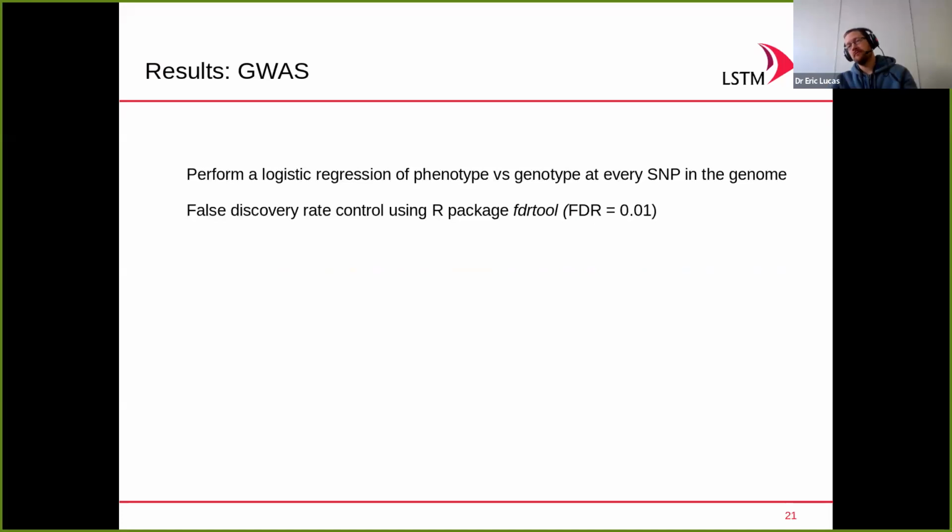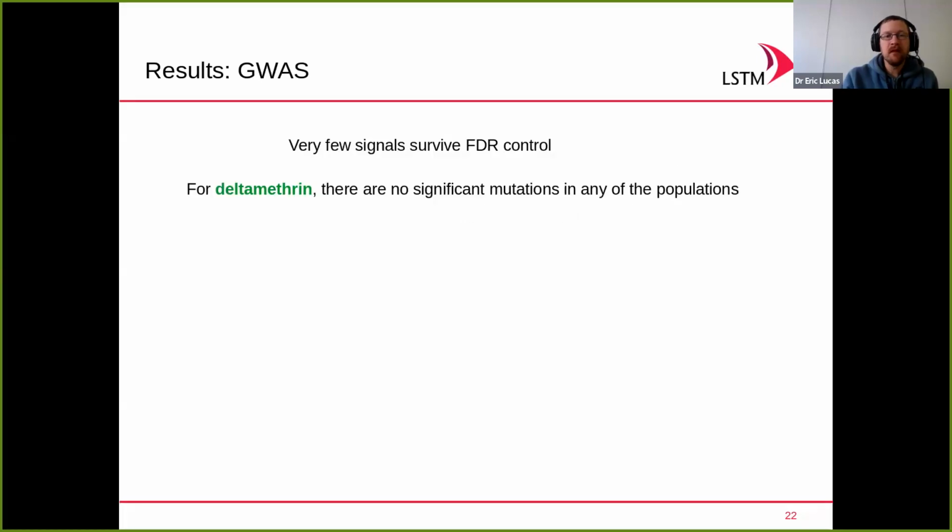Okay, so we've now removed a lot of our samples that were siblings, removed a lot of the ones that were males. We've removed all of these SNPs that we believe to be associated with bacterial contamination. And then we repeated that process, essentially the Manhattan plot, performing a logistic regression of phenotype versus genotype at every single SNP in the genome. And we controlled for false discovery rate using the R package FDR tool. So what we found after this was that very few signals survive false discovery rate control. So in deltamethrin, we found no significant mutations in any of our populations.